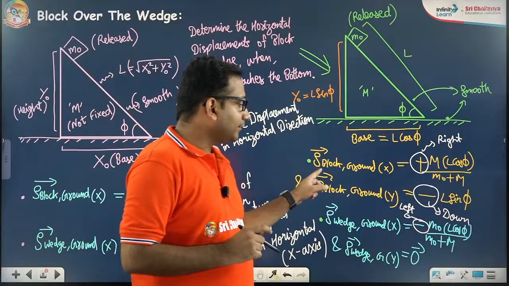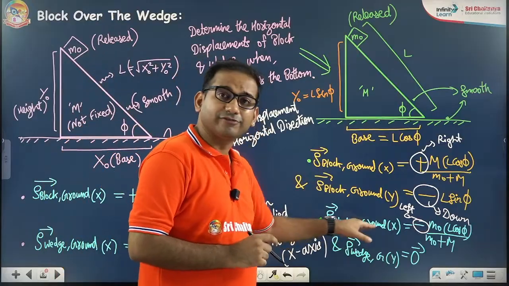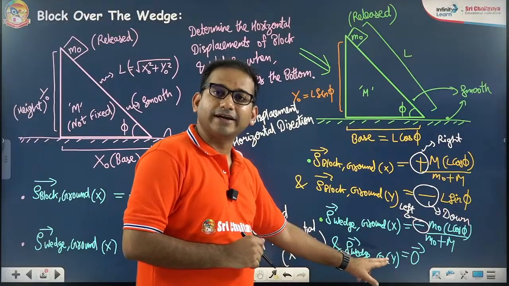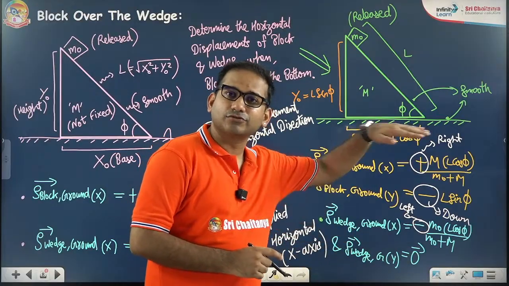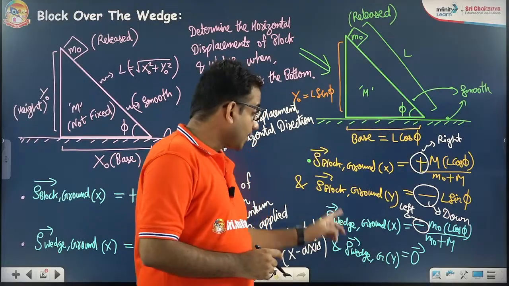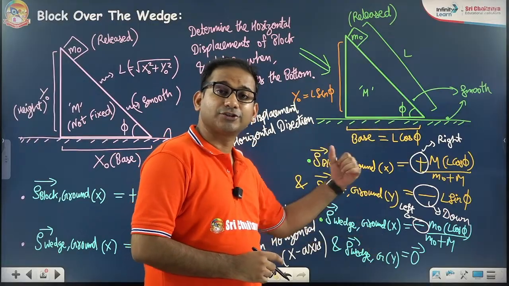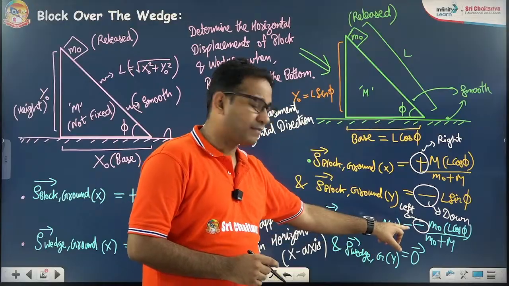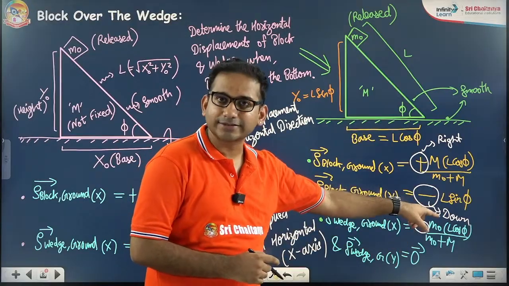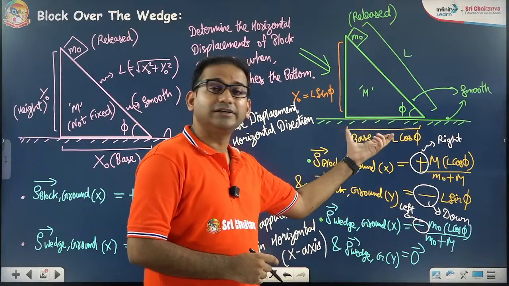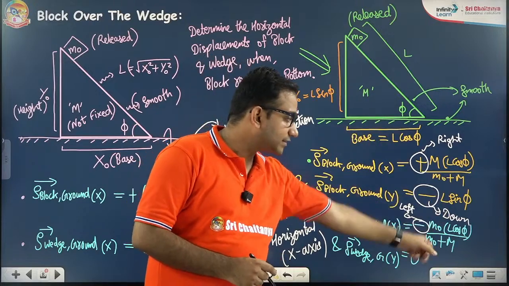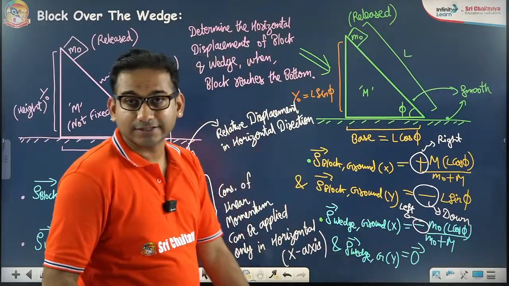So first of all, let's talk about the wedge. The wedge is not at all moving in the y direction, so wedge displacement in the y direction is 0. The wedge is only moving in the horizontal direction. Wedge displacement in the horizontal direction is towards the left, so minus. Always take the opposite mass, the block's mass m naught, into the relative horizontal displacement, which is L cos phi, by the total mass of the system.